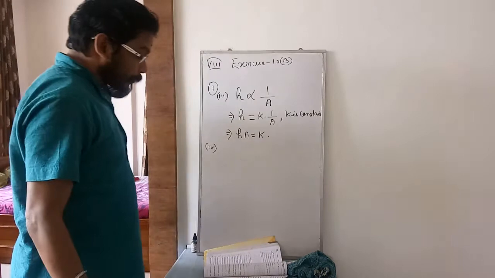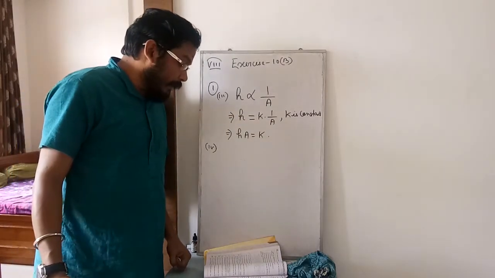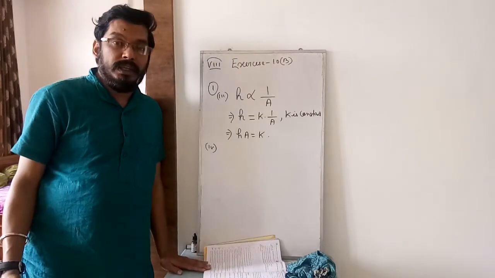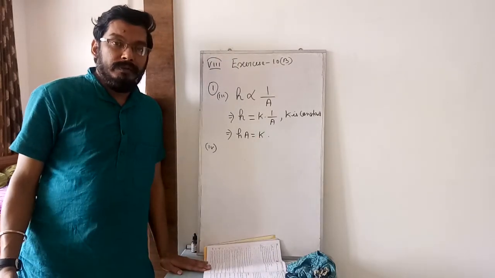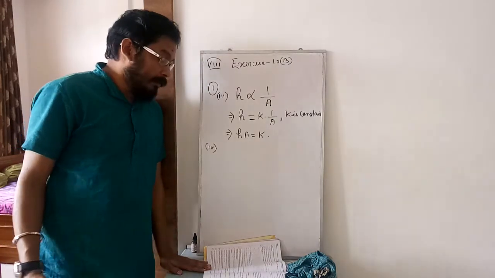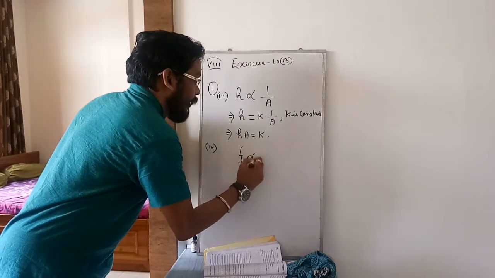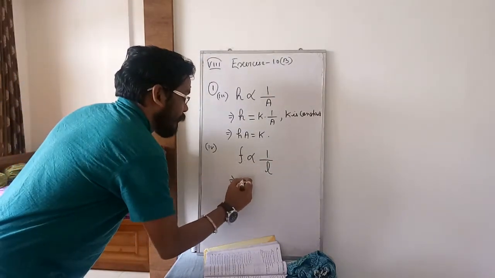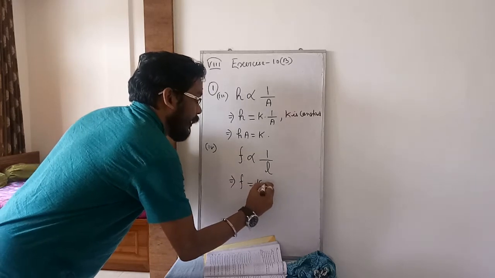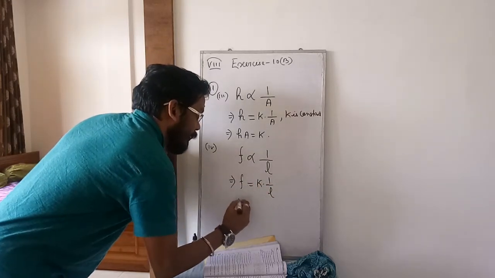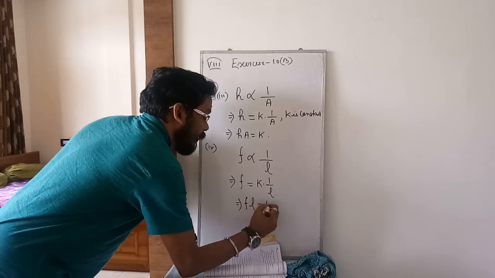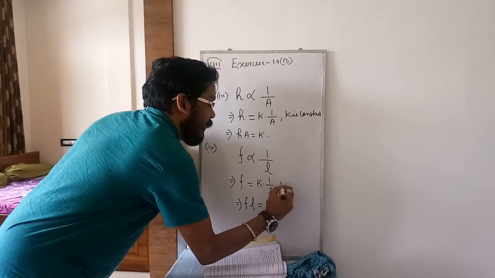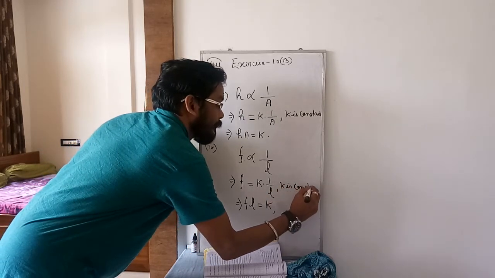Roman number 4. The frequency f of an electromagnetic wave is inversely proportional to the length of the wave. Frequency is denoted by f and length by L. So f is inversely proportional to length. You can write f equals K times 1 by L, so it is FL equals K, where K is a constant.